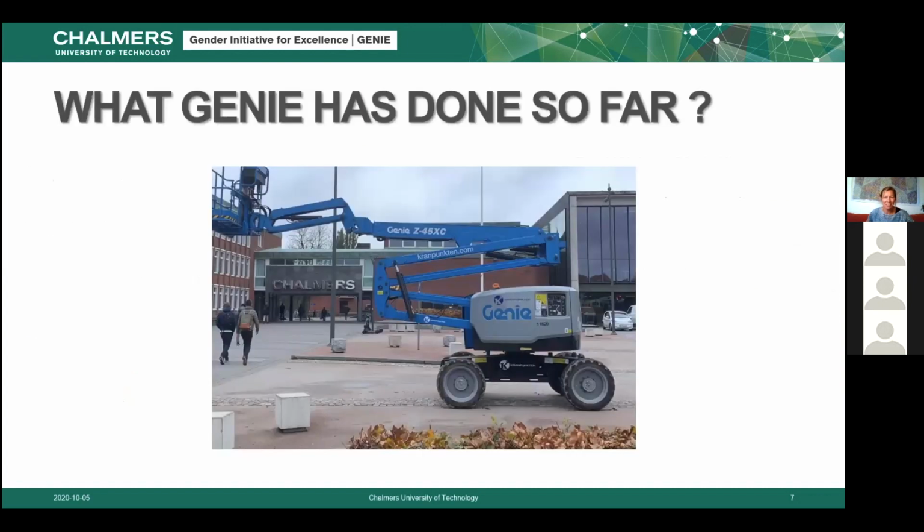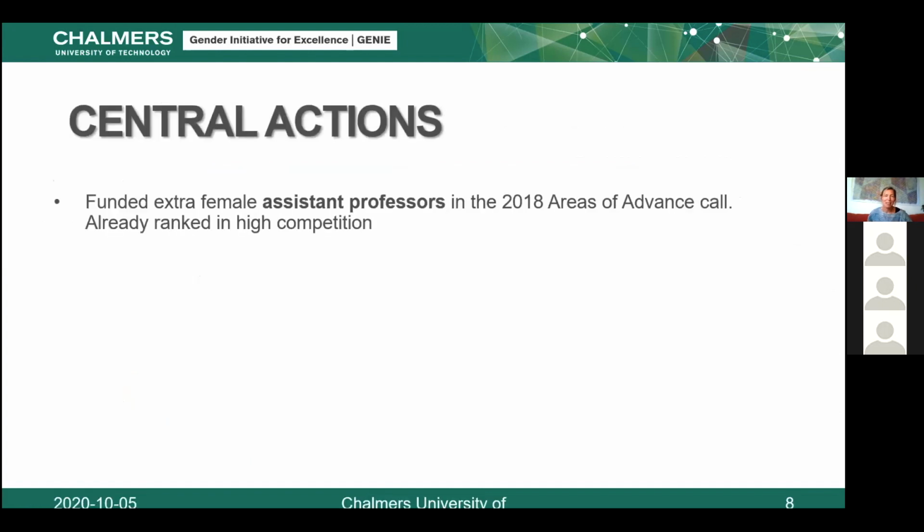So what have we done? This is a picture from the Chalmers campus. Quite fitting. This machine is called a GENIE. So, central actions. The first thing we did: Chalmers has a big open selection for research assistants. In that call, I think there were 1,200 people applying for 10 positions. And after all those 10 were taken, we took number 2, if that was a woman.